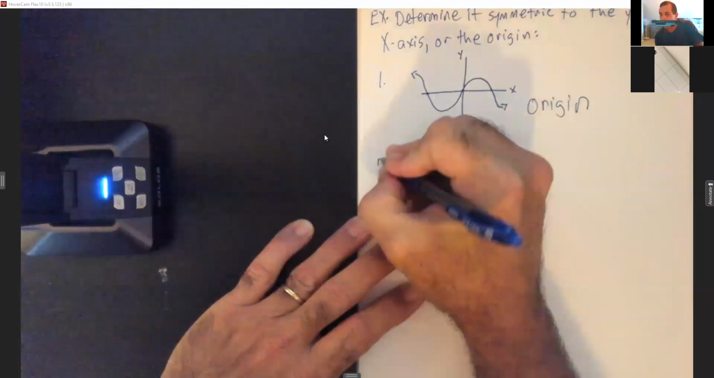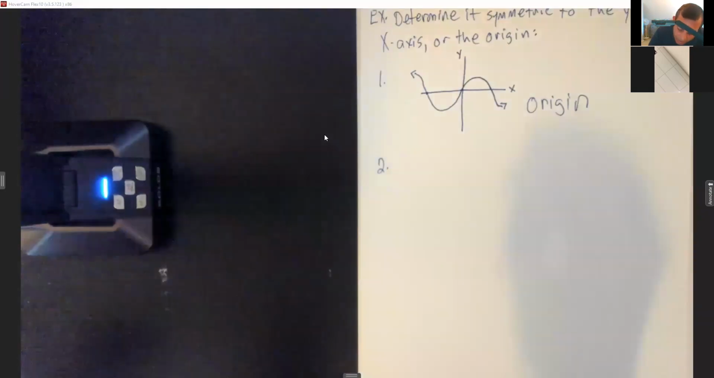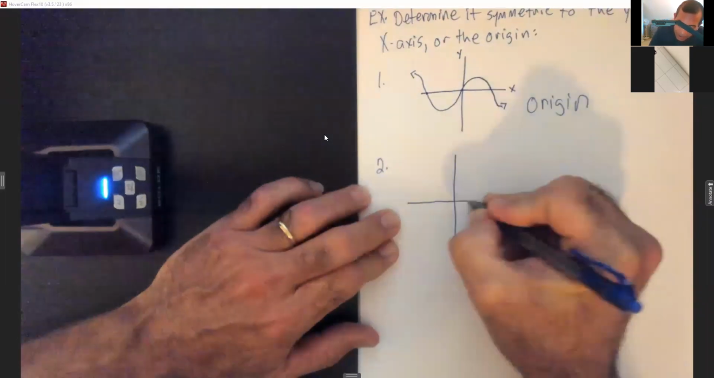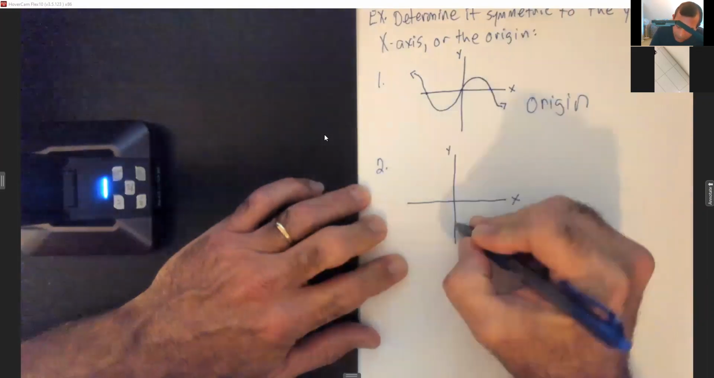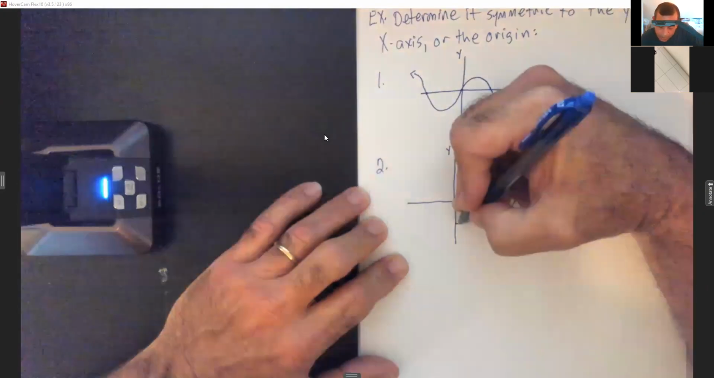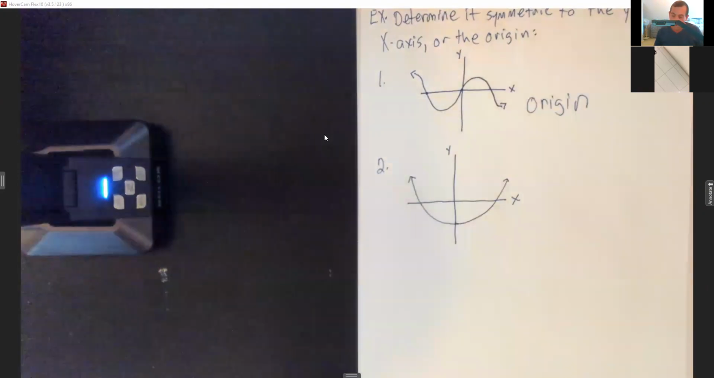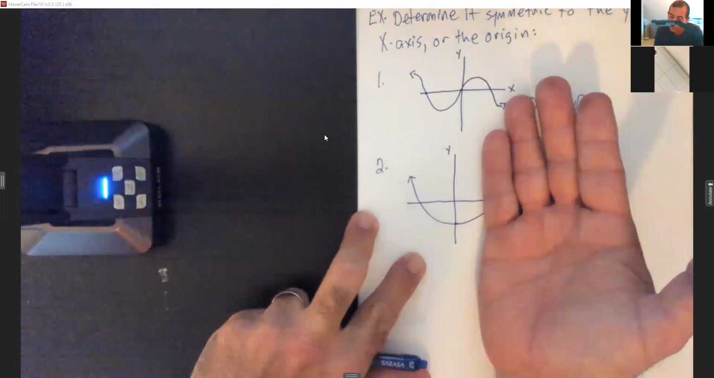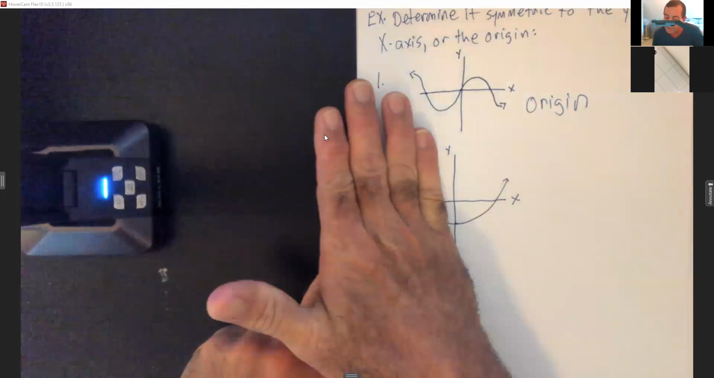Now the homework will have prettier pictures than what I'm drawing, okay? All right, so number 2. I'm gonna have an X and a Y. So this one sort of comes out and shoots up that way, and then does the same thing to the other side. All right, so let's see. I fold it over the Y-axis, and look at that. Once I fold it over the Y-axis, this part hits right on top of that part, so it's definitely symmetric to the Y.